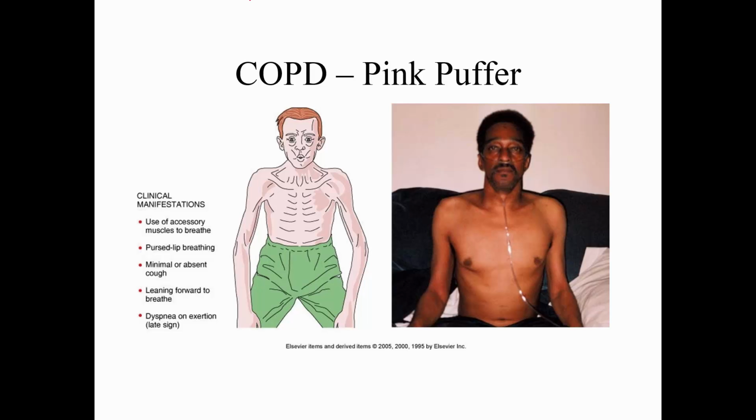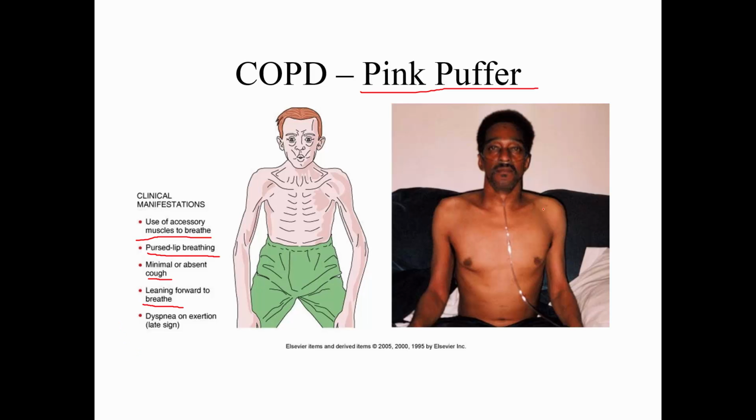The other type of person we have is called a pink puffer. So pink puffers, they're working their behinds off. They're using their accessory muscles. They're using pursed lip breathing. They might not have the cough so much. They lean forward in kind of a tripod position to get the best oxygenation. So these guys are able to work hard enough to maintain homeostasis.